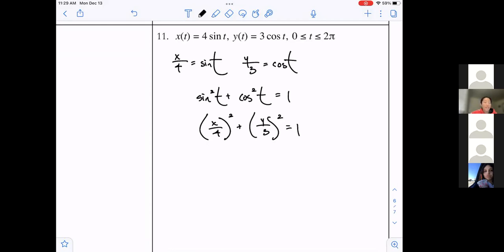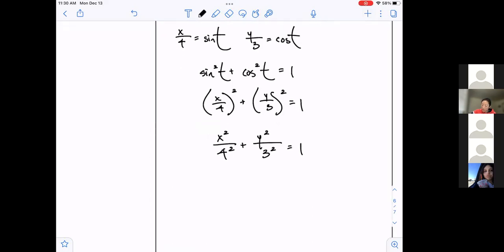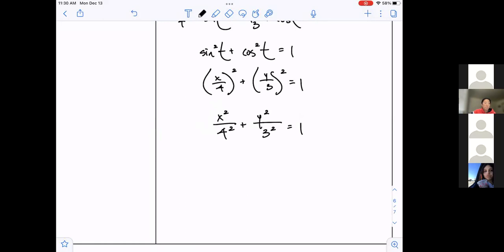So if I wanted to write this in a quote unquote familiar form for the reader, how should I simplify? Great, so x squared over 4 squared, or 16, plus y squared over 3 squared equals 1. And as soon as we've done that, it would be not too bad for a reader to say, oh, this is the ellipse.